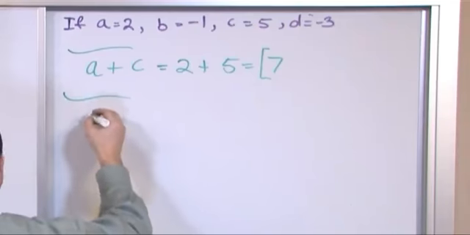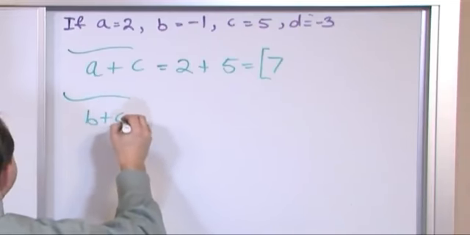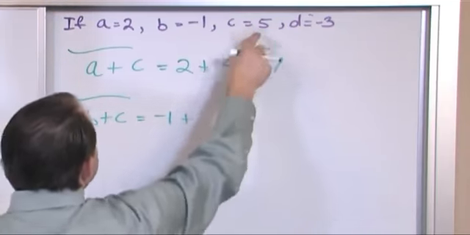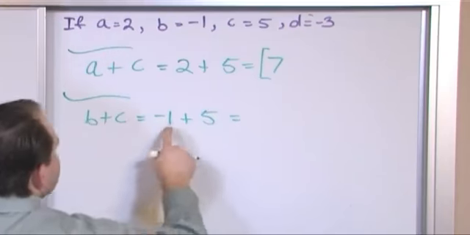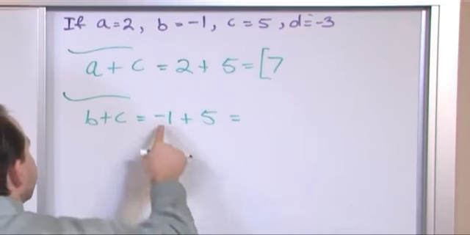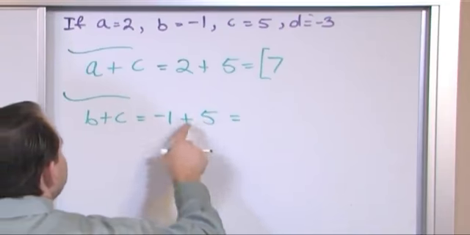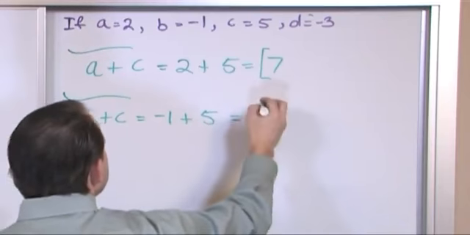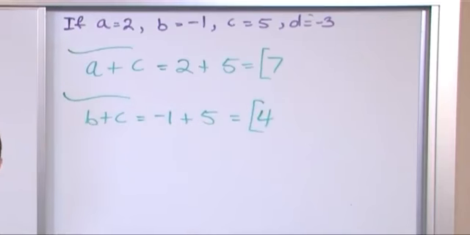So let's say you had B plus C. So B is -1 plus C is 5. And so -1 plus 5, from the rules we learned, they're different signs, so we subtract the numbers. 5 minus 1 is 4, and the larger number gives me my sign. So the answer is +4.